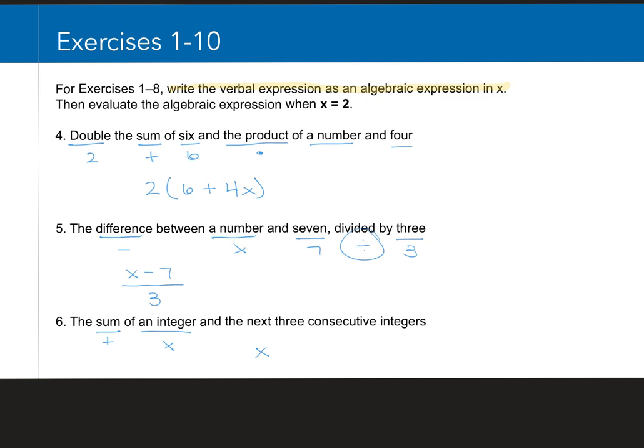So think about when we're counting, going 1, 2, 3, and 4, continuing, what are we doing? We're adding 1. So if we're looking at the next 3 consecutive integers, then what we're going to do is go ahead and add 1 to each.